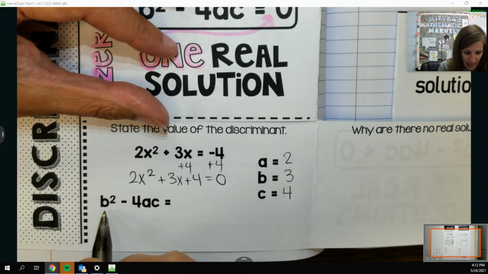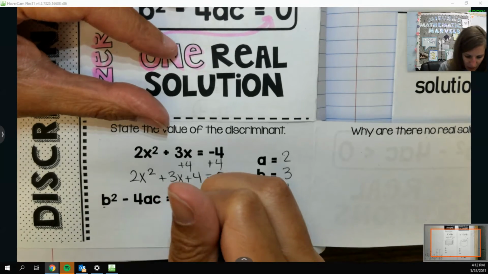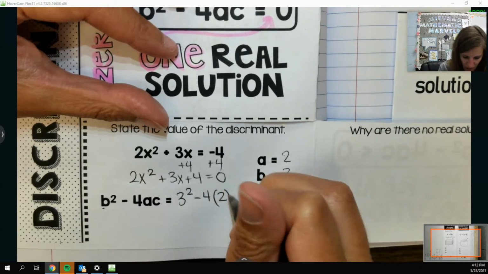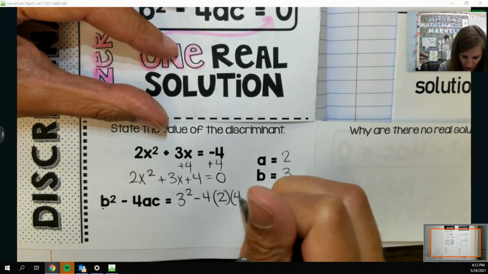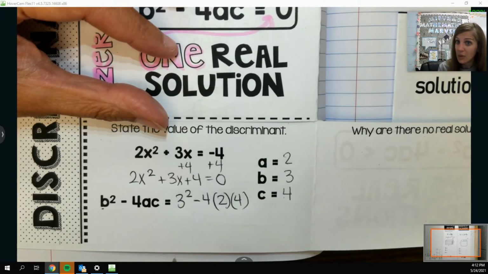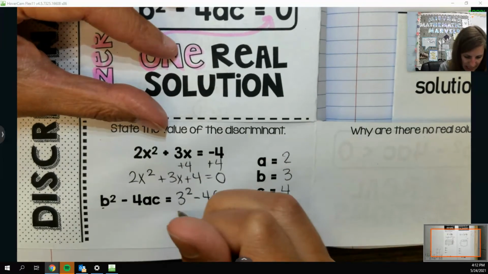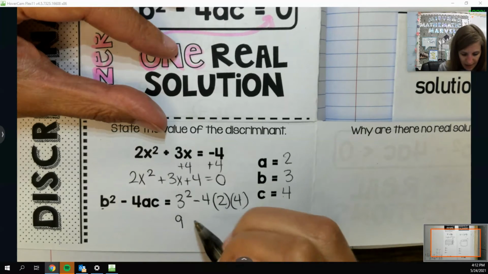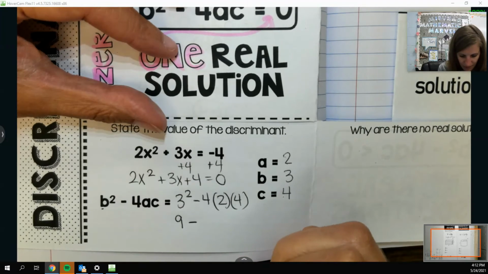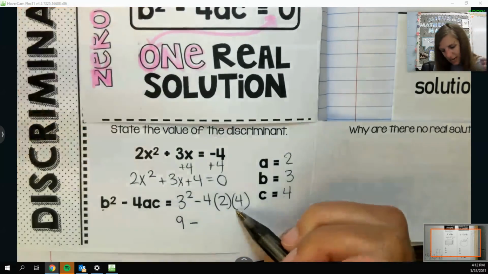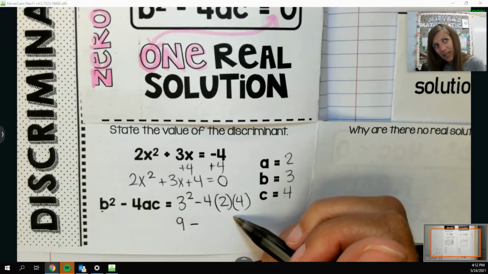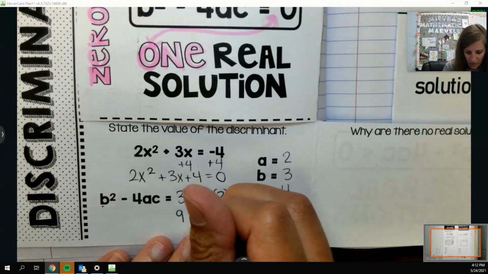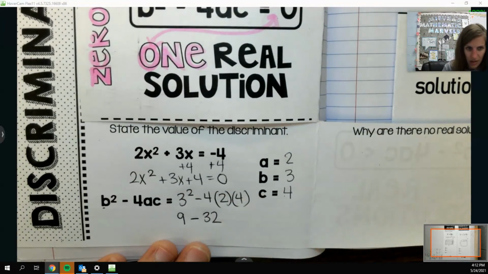And so then we'll plug them all in. So b squared is going to be 3 squared minus 4 times a, which is 2, times c, which is 4. Then we got to do our exponent first. So 3 squared is 9. When I consider the positive and negative situation, it's still going to be a minus sign. And then 4 times 2 times 4 is like 16 times 2 or 8 times 4, however you want to think about it, which is 32.